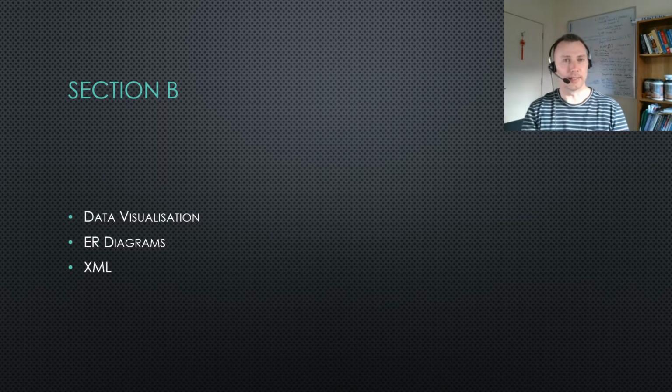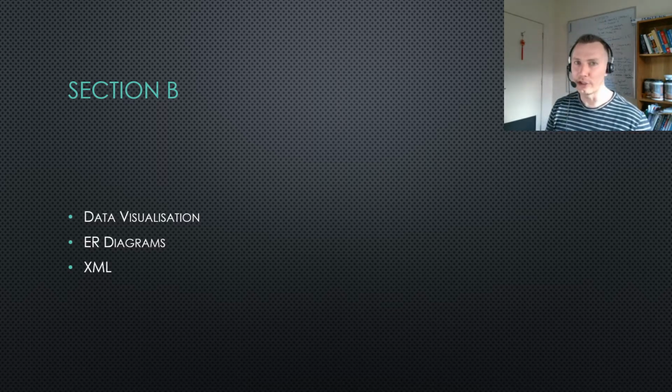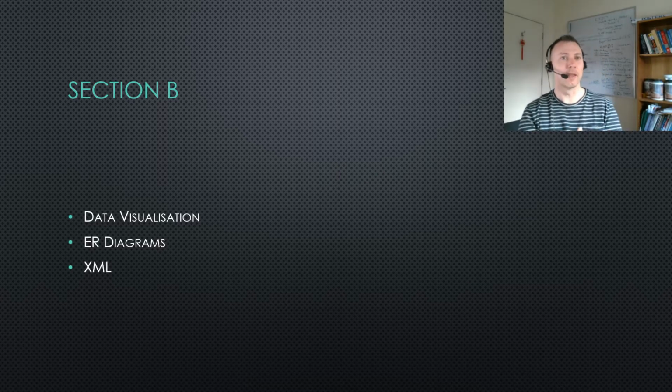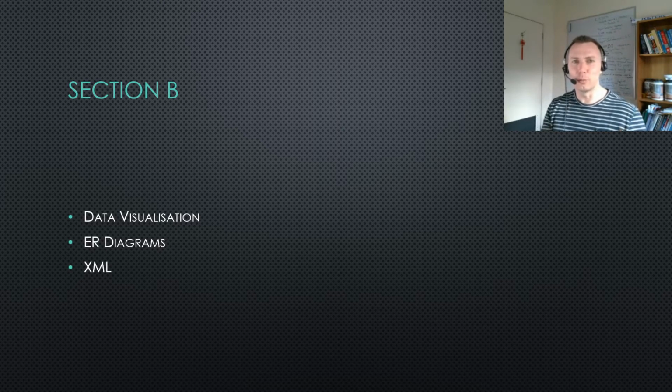There are 3 questions in section B. The data visualization question will present you with a chart and you'll need to decide if it's misleading or not and provide reasons for what you think. The ER diagram question will show you an ER diagram and you'll need to describe what the ER diagram is saying. You'll need to explain the business rules that are described in the ER diagram. The XML question will present you with some XML document type definition, and you'll need to explain what parts of it mean and then write an XML document that meets the criteria from the DTD.